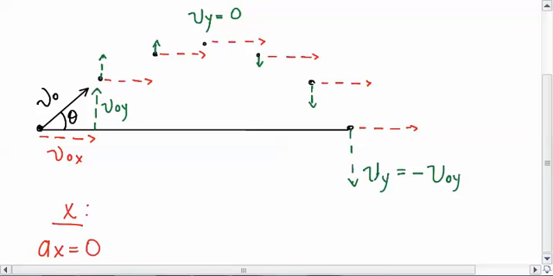Okay? Yeah, what's up? So in the y direction, what is the acceleration? Or what's causing the acceleration?